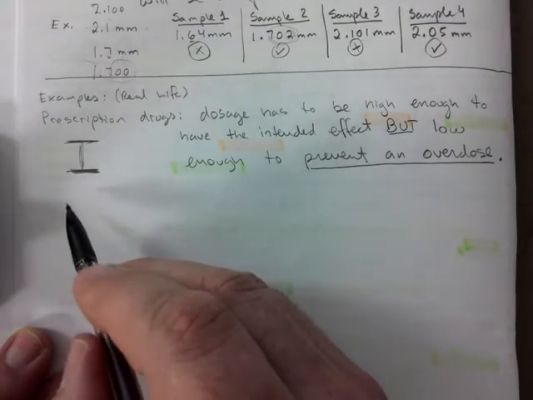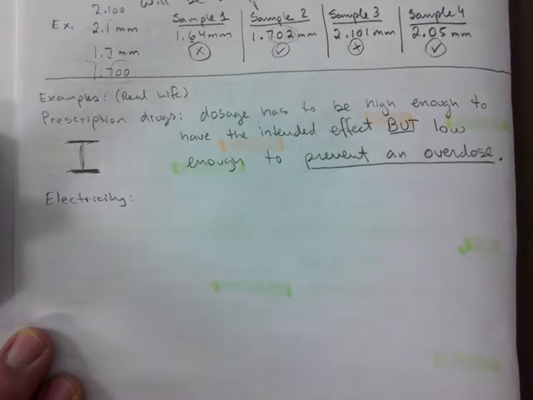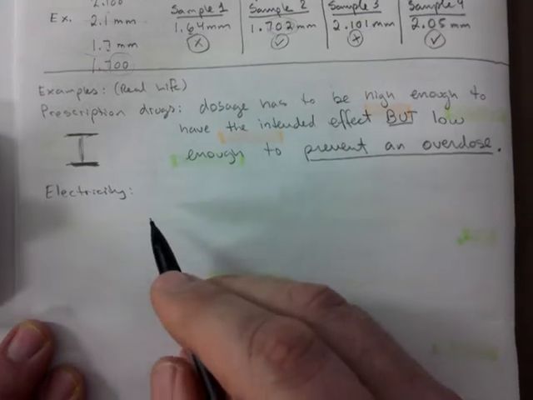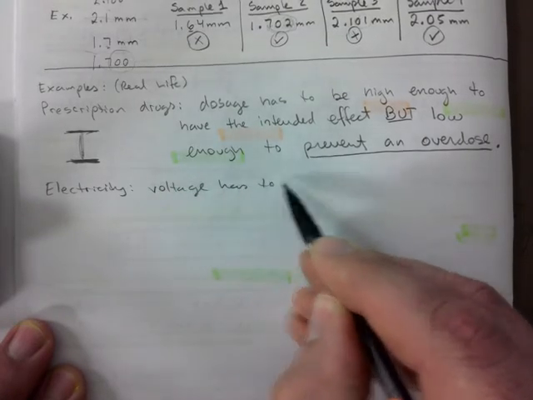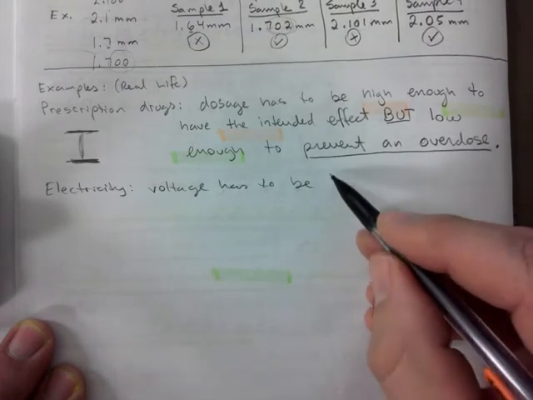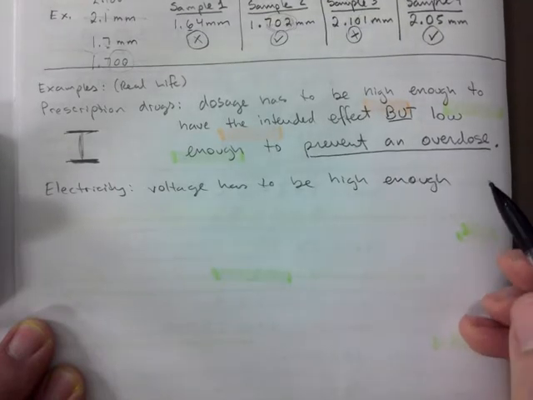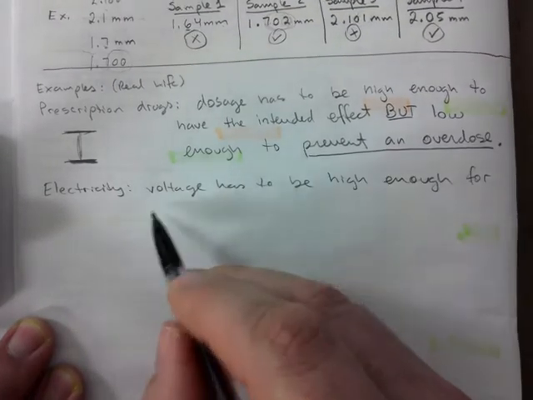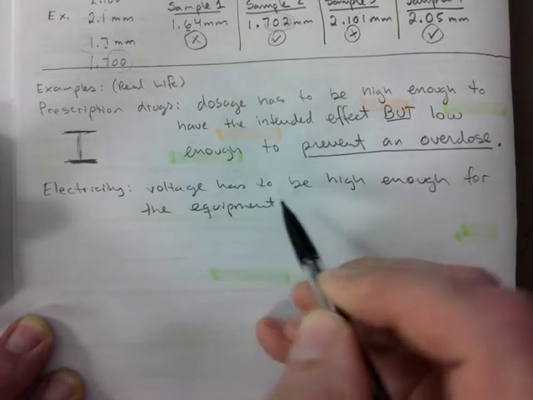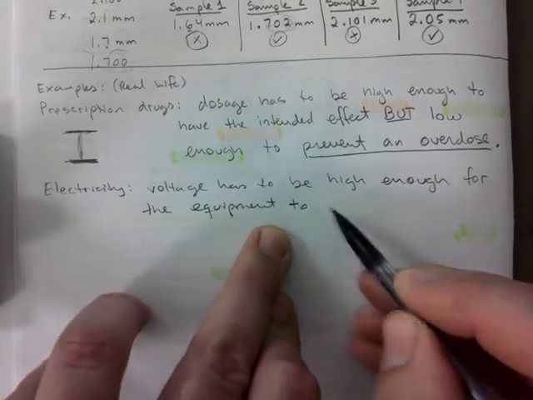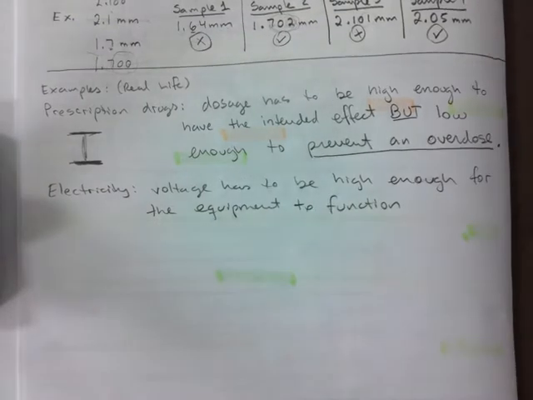So the next example is electricity. This is the last real life example I'll give you. Okay. Voltage has to be high enough for the equipment to function. It has to be high enough for it to even turn on.